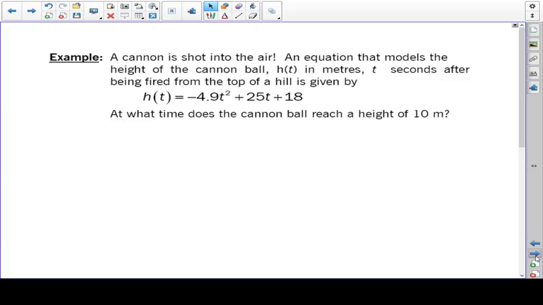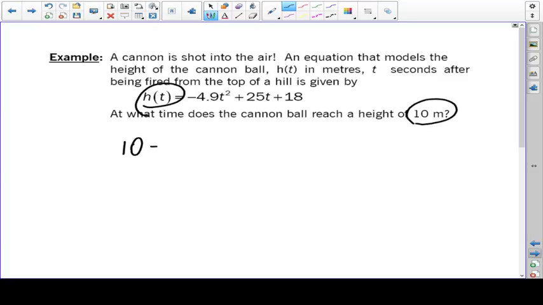All right, let's do it. So, in this function, h(t) represents the height. We are asked, when is the height 10 meters? So this is a height. So we can replace the h of t. So in other words, we want to know when 10 is equal to negative 4.9t squared plus 25t plus 18. So we're just setting the quadratic formula that represents the path of the cannonball equal to 10. We want to know when it's equal to 10. So really what we want to do is find the value or values of t that make that equal to 10.